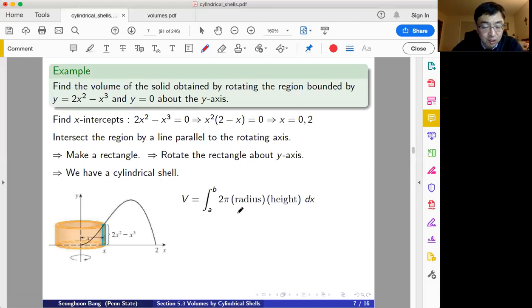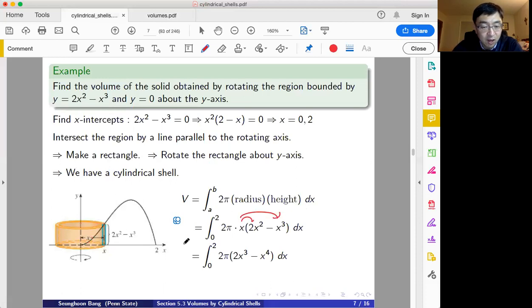So you can use it here. What is the radius? The center is on the rotating axis, from here to here. So the midpoint, exactly x. x is the radius. What's the height? Height is the function value. You plug x into the curve, 2x squared minus x cubed is exactly the height. So that's it. And simplify. Distribute x.